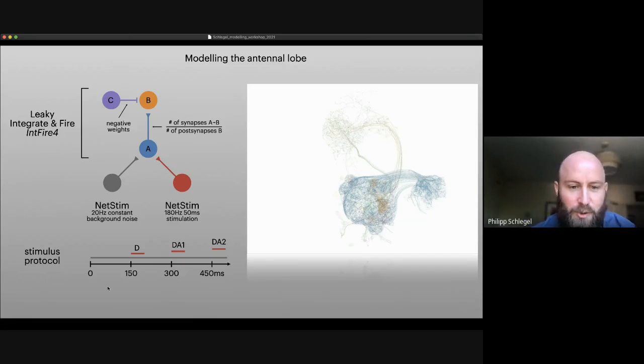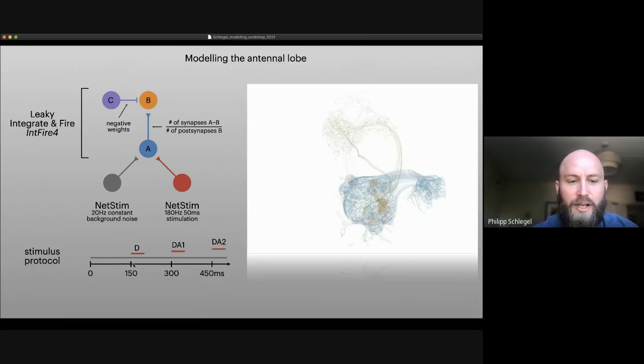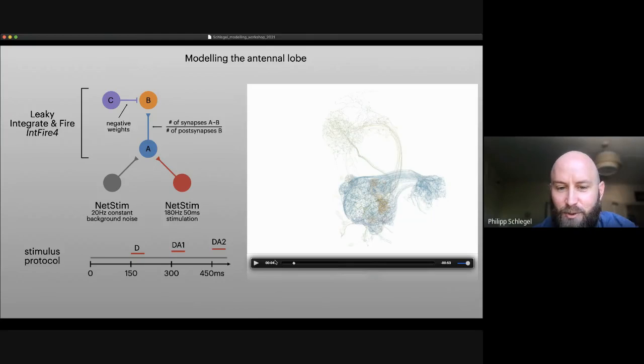And in terms of the protocol, what I did is I basically had these 150 millisecond windows. The first one is a control, and then in sequence, I started stimulating individual glomeruli, right? For example, in the first one, just alphabetically, I started with the D glomerulus. So for 50 milliseconds, you drive this glomerulus, and then you give it a 100 millisecond cooldown, okay? And this is essentially what you see in this video.